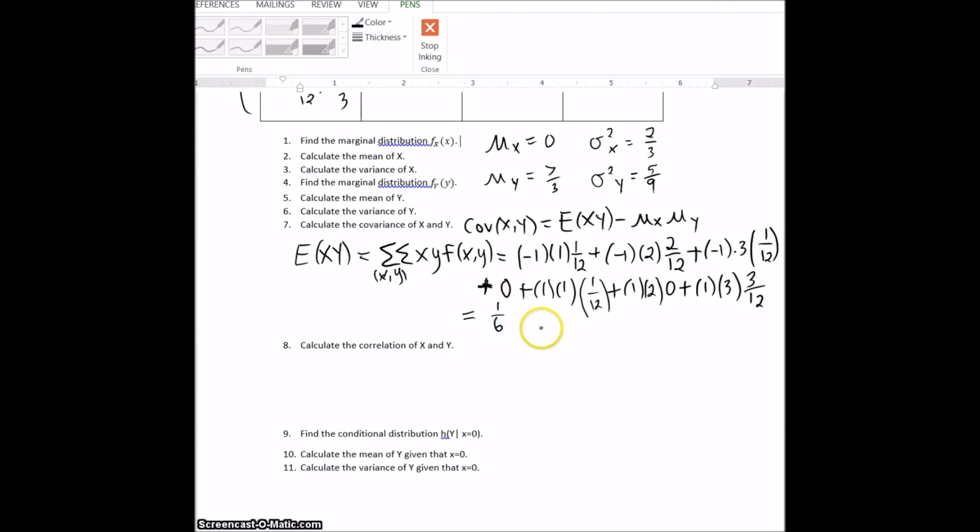Now to find my covariance of x and y, I'm going to take my 1/6 and I'm going to subtract off the mean of x times the mean of y. My mean of x, remember, is 0. I'm going to multiply by my mean of y. So my covariance is 1/6.